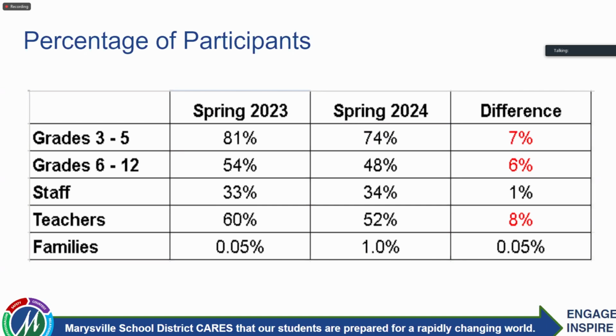compared to 2023. So for example, in grades 3 through 5 in 2023, we had 81% of our students participate in the survey, and in 2024, 74% did. For grades 6 through 12, we had 54%, and then we had 48%, which is a decrease of 6%. For our staff in 2023, we had 33%, and we had an increase of 1% to 34%. For teachers, in 2023, we had 60%, and in the spring of 2024, 52%, which is a decrease of 8%. In our families, we had 0.5% participate in the spring of 2023, and 1% participated in 2024, which is an increase of 0.5%.